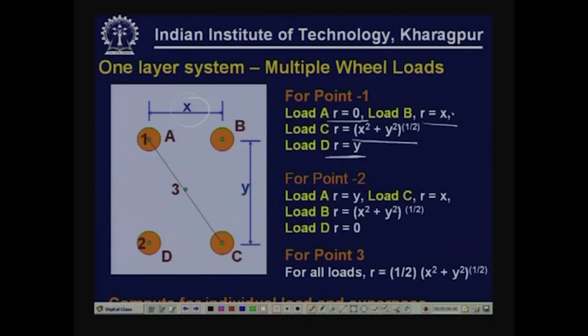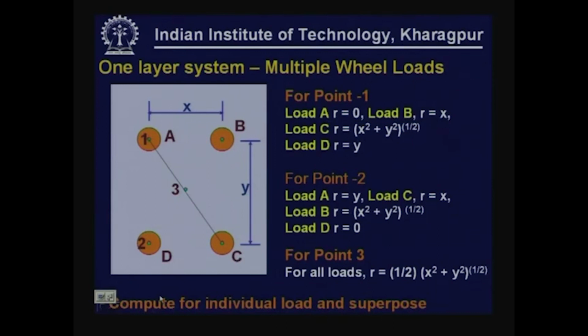Similarly, if we want to find out vertical stress for point 2, for load A, R will be y, load C, R will be x, load D, R will be 0, load B, R will be x square plus y square under root. Similarly, for point 3, for all loads, R will be x square plus y square under root 1 by 2. So, what we are trying to do here is basically compute for individual wheel load and superpose.